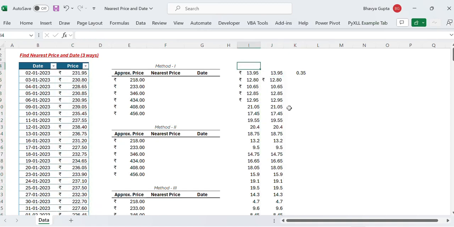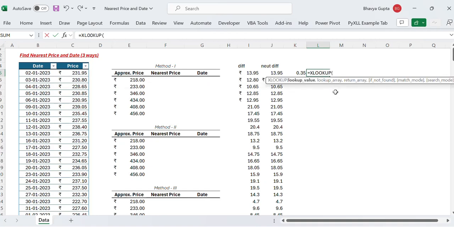So let me name this as well. This is the difference, and this is the neutralized differences. We have removed the signs from here, that's why they are neutralized. So 0.35, and then what we will have to do is look up. For looking up, we can use the XLOOKUP function. We have to look up this minimum difference. Where do we have to look up?